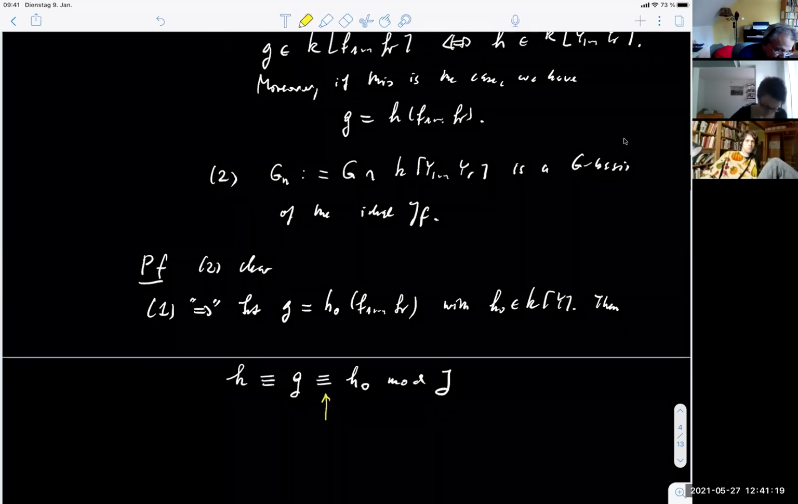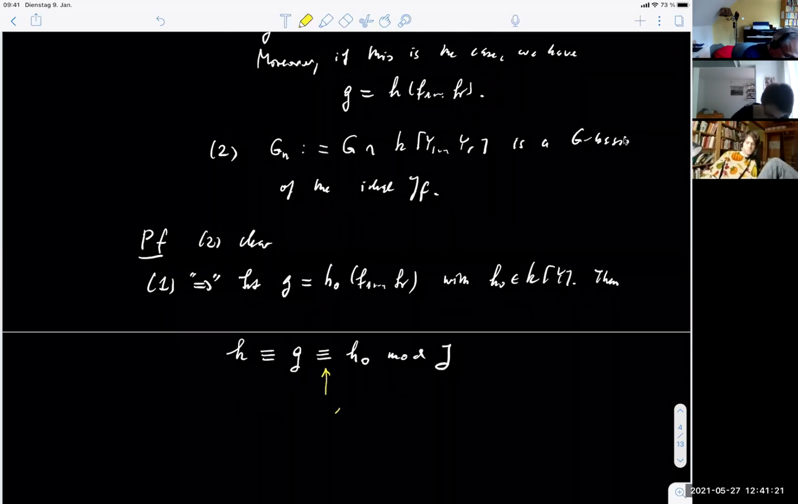Because, okay, I write it here. This is the whole trick. Okay, the h0 is a polynomial in the y's. You agree? But now what I do, I substitute the y's by the f's. Of course, this will give me a different polynomial, but modulo J, it's the same.